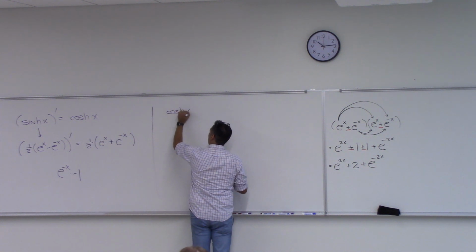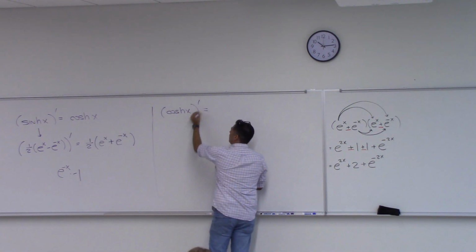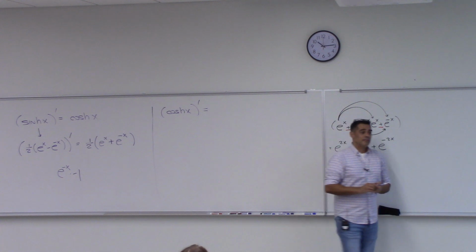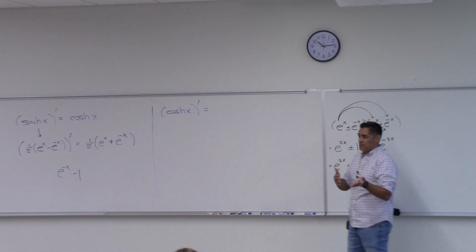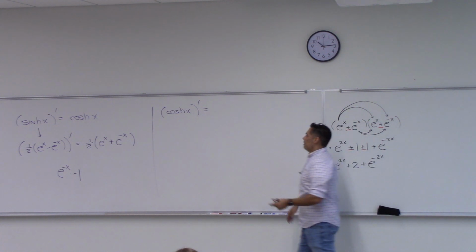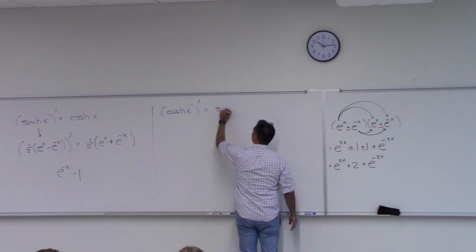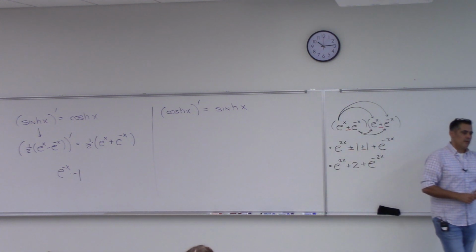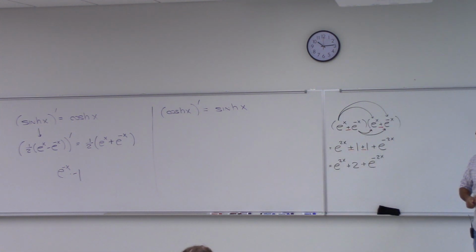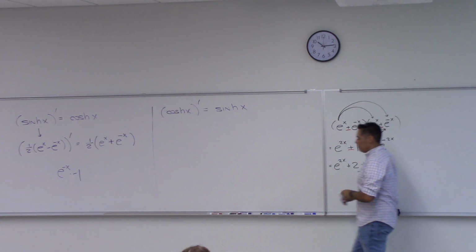Cosine hyperbolic x. What would you like its derivative to be? Negative sine hyperbolic, because that's what it was when it was just cosine, right? Sorry, it's not. It's sine hyperbolic x without the negative, unfortunately. Okay, so it doesn't quite work the way it did in Cal 1 with cosine.